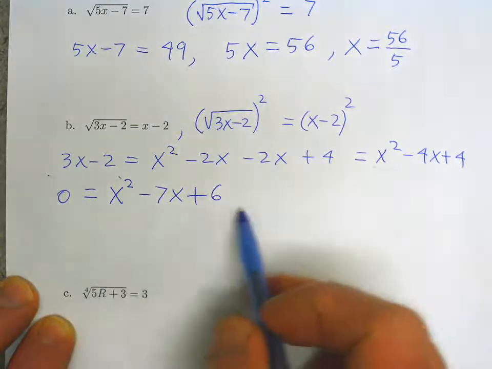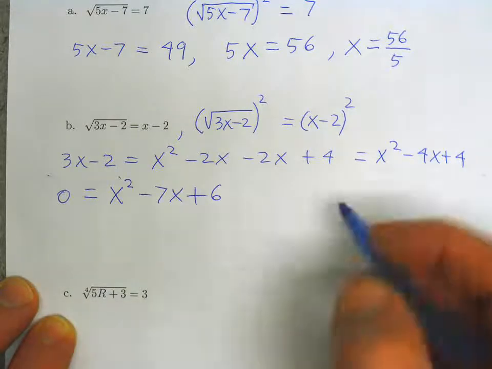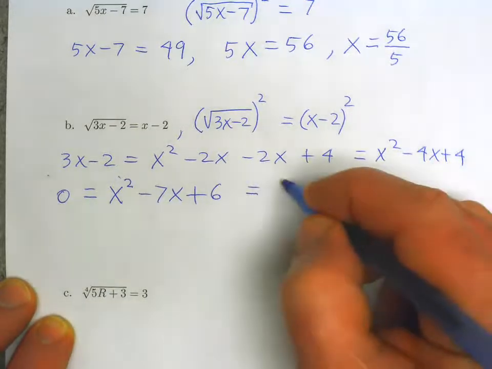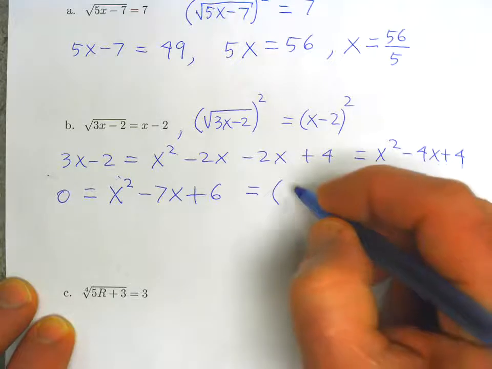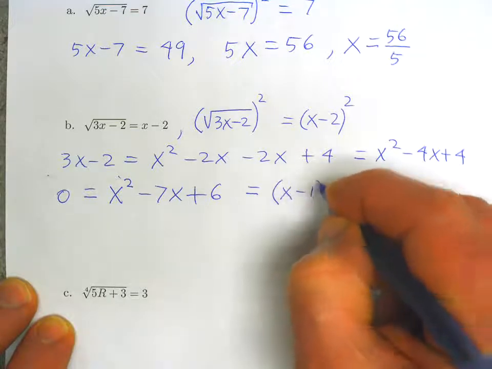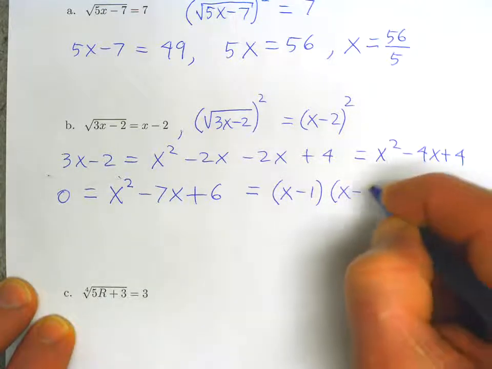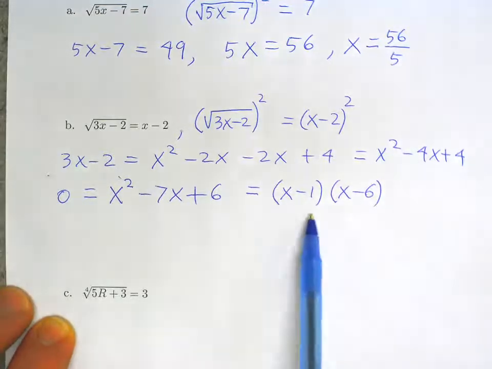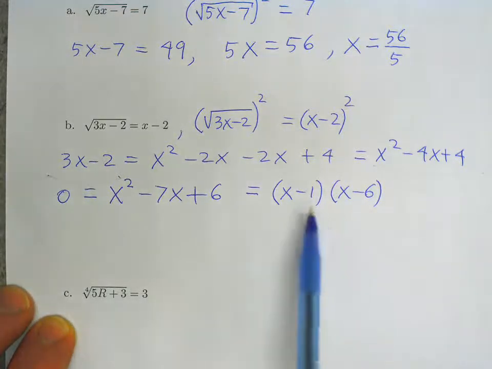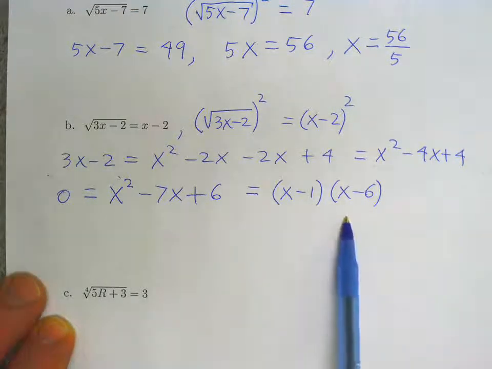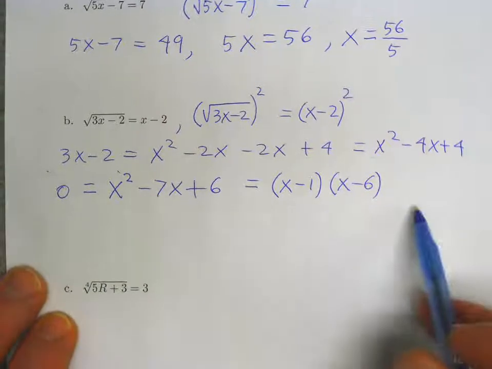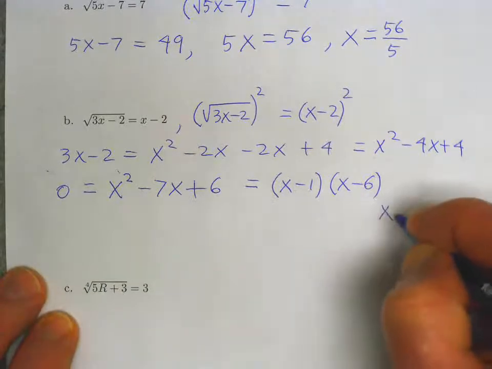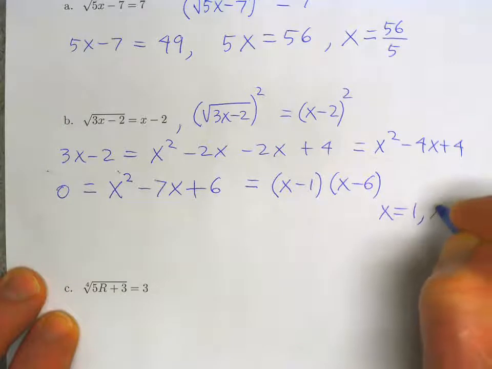And we can solve this equation simply enough, by factoring. The two factors are x minus 1 and x minus 6. And you can verify by multiplying the factors that you factored correctly. So the two solutions to the quadratic equation are x equals 1 and x equals 6.